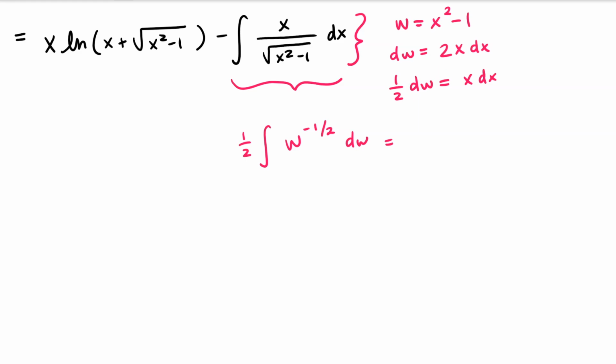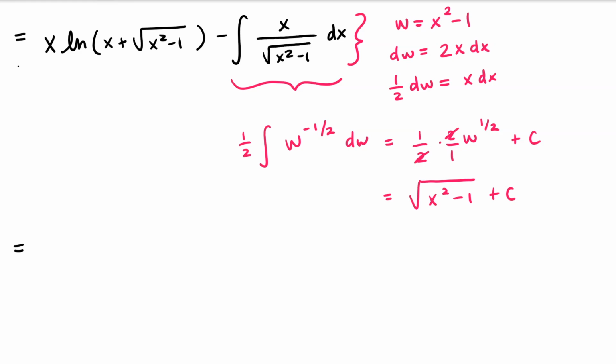And that is equal to 1/2 times, I'm going to increase the power by 1, so that's going to give me positive 1/2. And then if I divide by 1/2, that's the same thing as multiplying by 2. These 2's will cancel out, and I'm going to go ahead and plug w back in. So we have the square root of x squared minus 1 plus c.